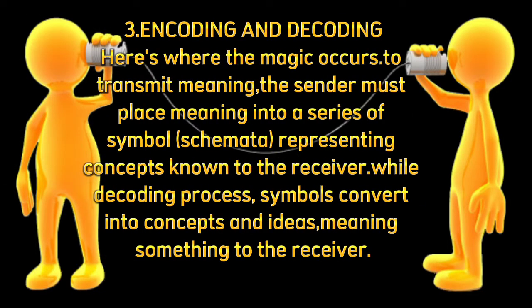Number 3. Encoding and decoding. Here's where the magic occurs. To transmit meaning, the sender must place meaning into a series of symbols representing concepts known to the receiver. In the decoding process, symbols convert into concepts and ideas, meaning something to the receiver.